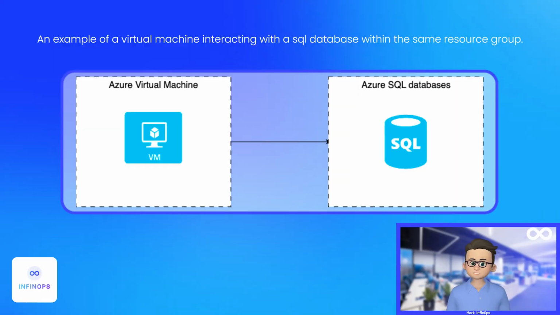hypothetically speaking. And a final example is the interaction between a virtual machine and a SQL database within the same resource group. For instance, the virtual machine could be running an application that needs to access data stored in the SQL database. The application on the virtual machine would connect to the SQL database to retrieve or update data as needed, all within the same resource group for streamlined management and resource allocation.